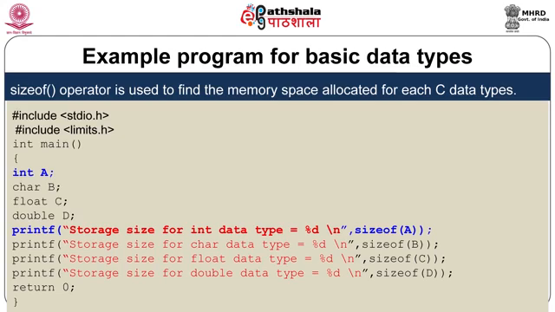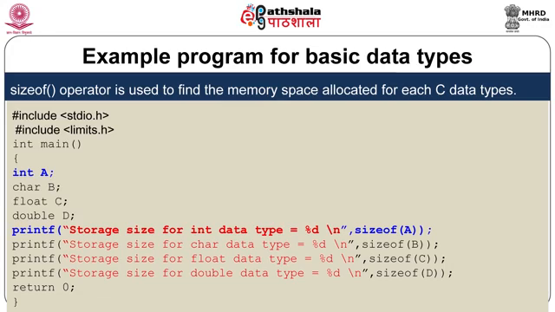In this program, you can see there are 4 different data types used, like integer A, character B, float C and double D. In the printf statement, we are trying to display the storage size of different data types. The storage size of the integer, character, float and double data types will be displayed on the computer screen by these operators.